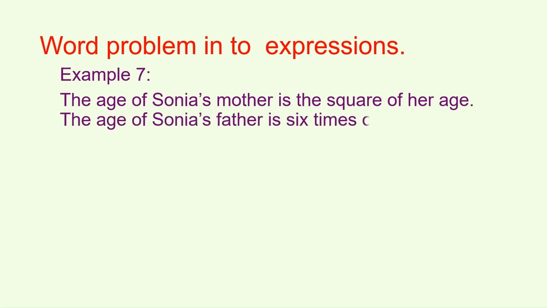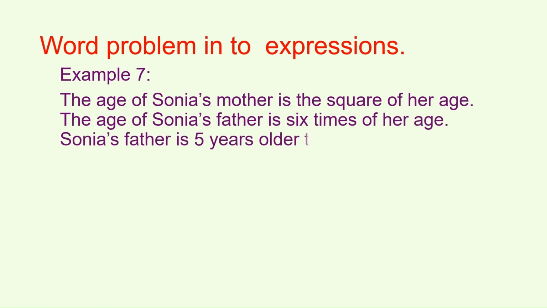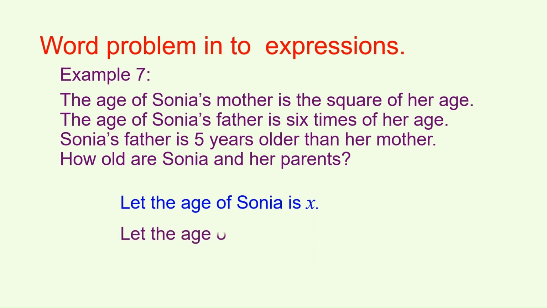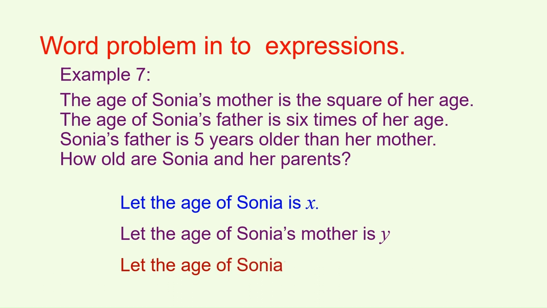Word problem into expressions. Example 7. The age of Sonia's mother is the square of her age. The age of Sonia's father is 6 times her age. Sonia's father is 5 years older than her mother. How old are Sonia and her parents? Let the age of Sonia be x, the age of Sonia's mother be y, and the age of Sonia's father be z.